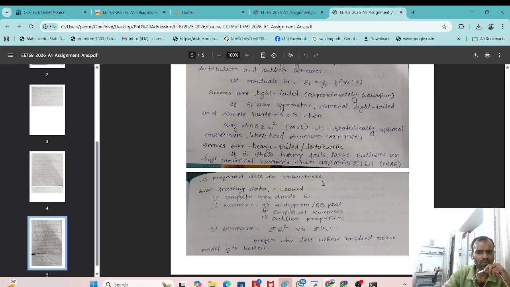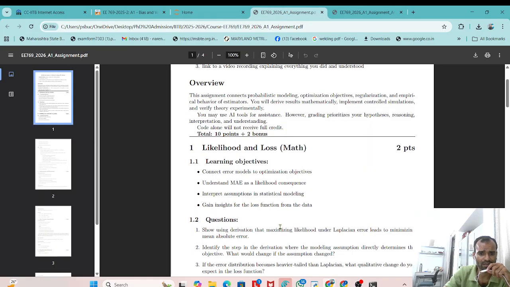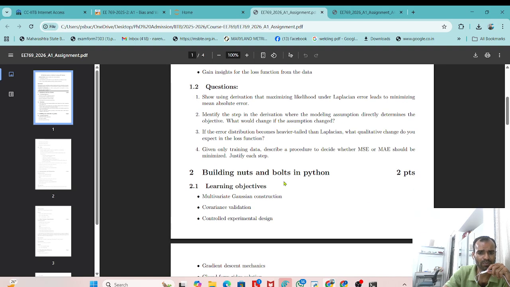Okay, right? So first, given training data, what we have to do is compute the residuals and then draw the histogram or QQ plot and empirical kurtosis. From those things, outlier proportions, see how many outliers there are, and based on that we can take a decision whether we have to use the Gaussian error or the Laplacian error. Okay, what kind of noise is there, right? So from there that will be clear. Okay, so this is all about the first step. I have covered all the points, and then we will move to the next part, right?